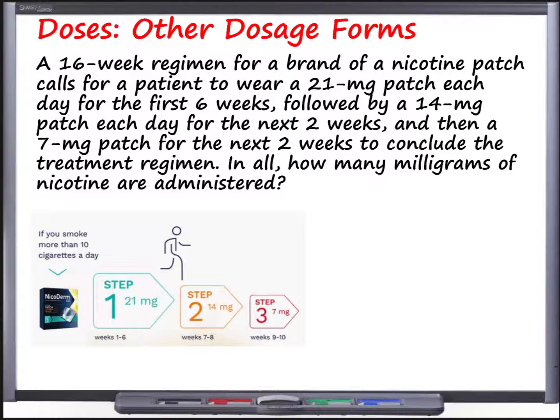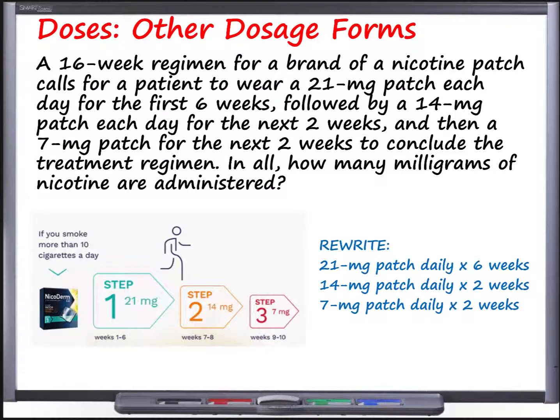All right, this is another one of those more complicated questions just because there are multiple steps. There's this patch, and then this, and then this. So my suggestion for all of these questions is to begin by rewriting it, so you know step 1 is to do this, step 2 is to do this, and step 3 is to do this. So you can tell we need to calculate the amount of nicotine we're going to get from the 21 milligram patches that we use. Then we'll do that for the 14 milligram patches, and then we'll do it for the 7 milligram patches, and then we'll just add it all up.